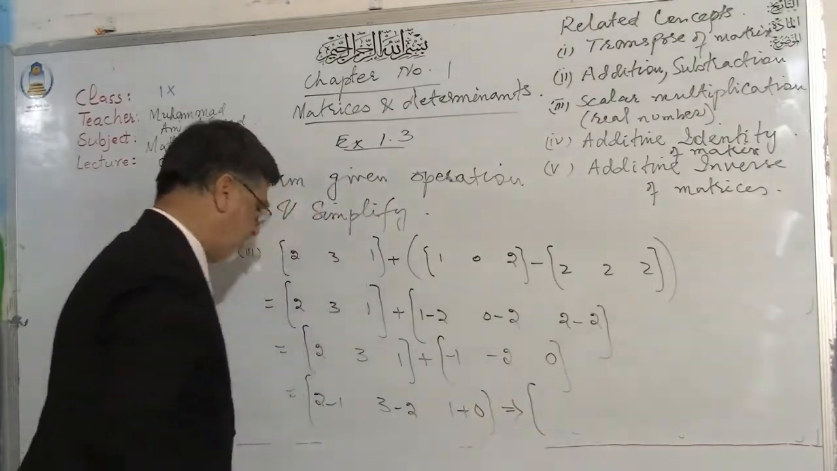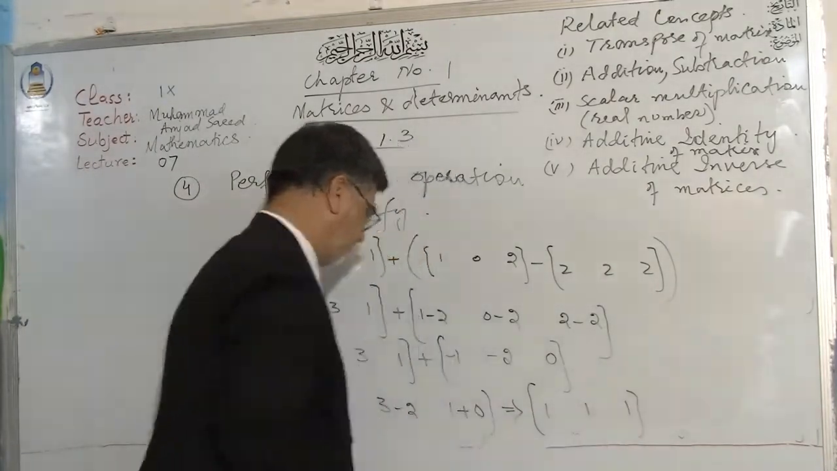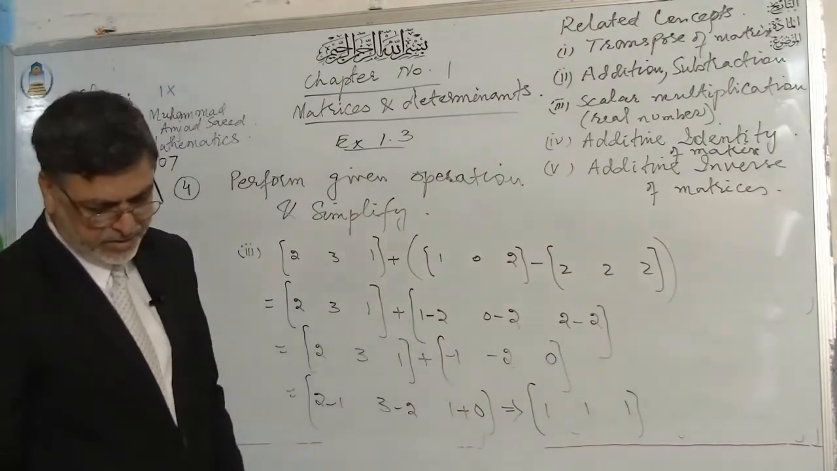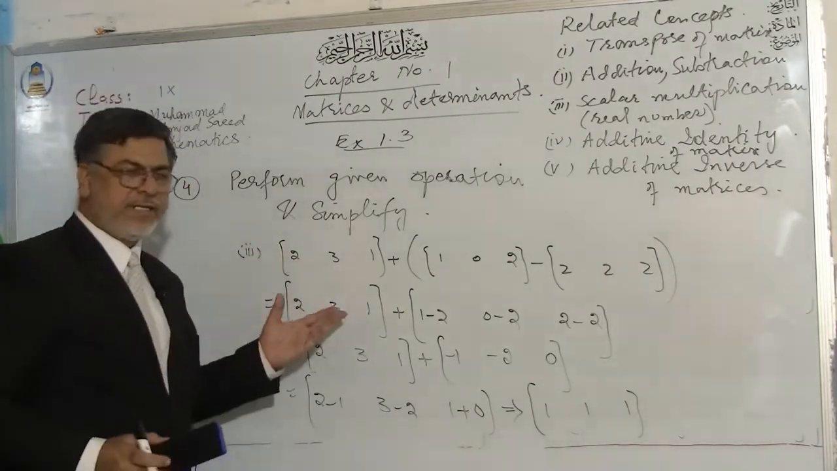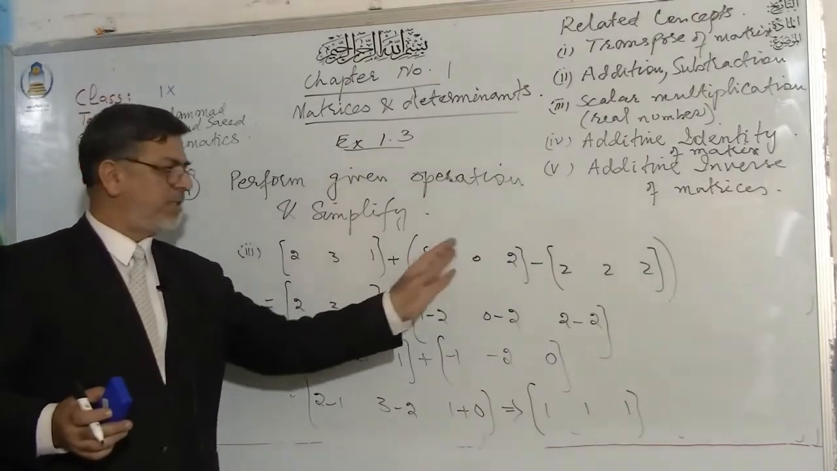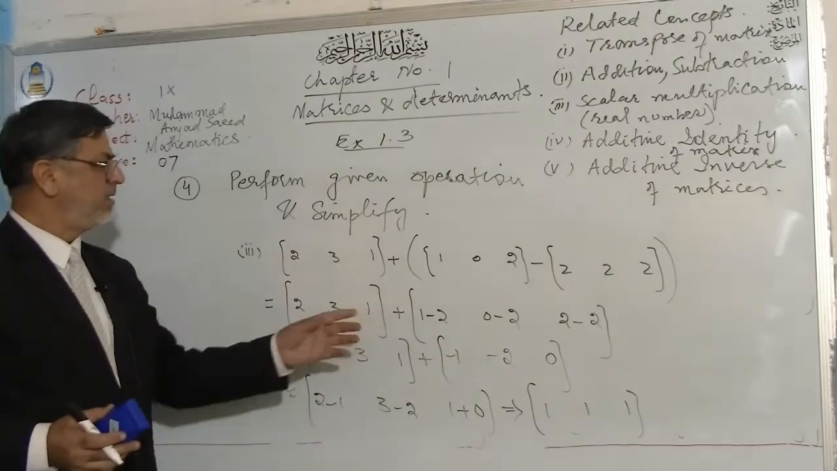And your answer will be 1, 1 and 1. This is your answer. I hope that you understand this question. First step is to solve the brackets, find the answers, and then add with the same method.